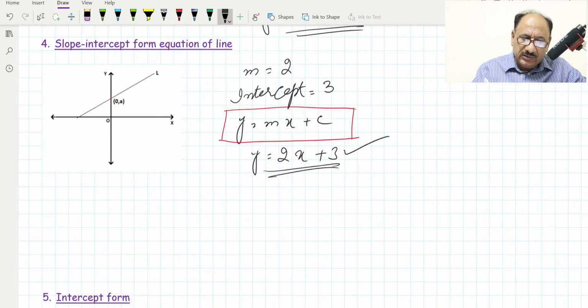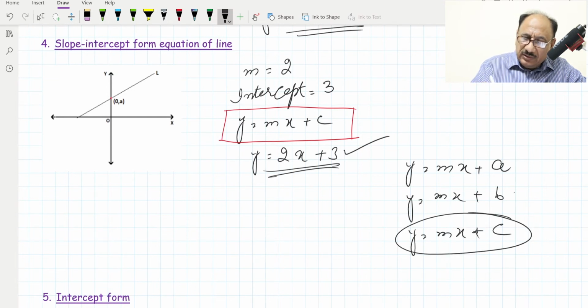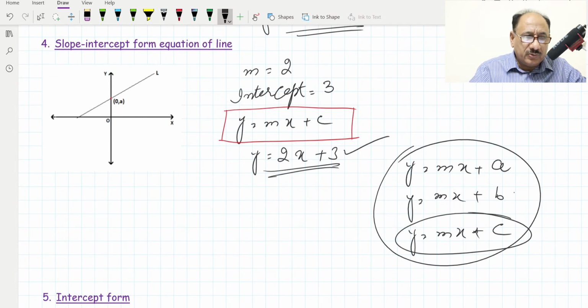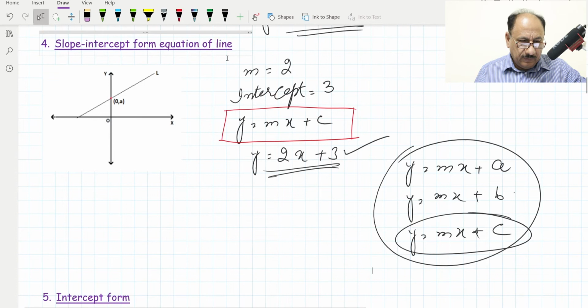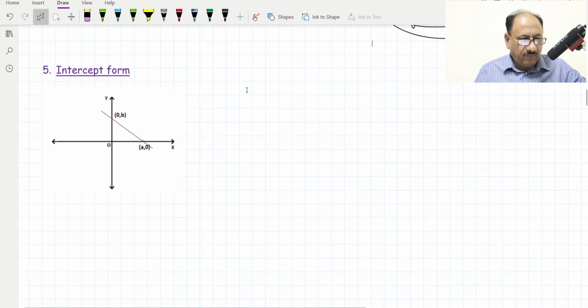Now in some books they write y is equal to mx plus a, or in some books y is equal to mx plus b, and I have written y is equal to mx plus c. Most of the books write mx plus c, but the others are also the same format, so there is no need to be in trouble over this. So slope-intercept form we have done, and then comes the intercept form.